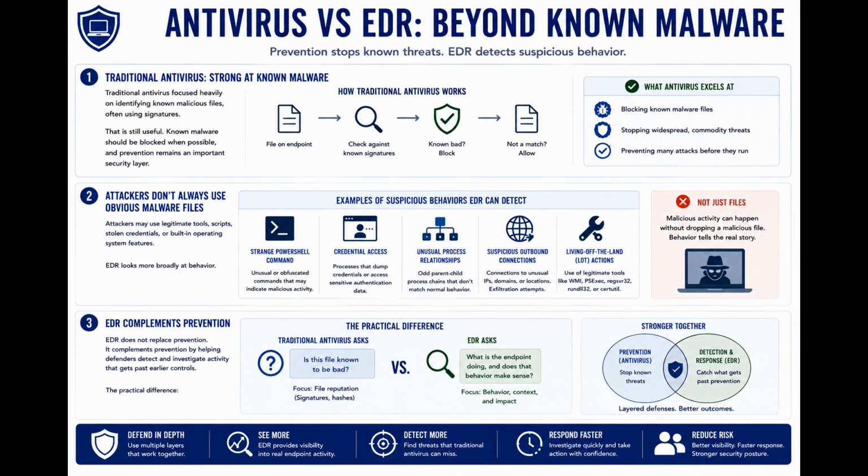A strange PowerShell command, a process dumping credentials, an unusual parent-child process relationship, or a suspicious outbound connection may all matter. EDR does not replace prevention. It complements prevention by helping defenders detect and investigate activity that gets past earlier controls. The practical difference is that older antivirus often asks whether a file is known to be bad, while EDR also asks what the endpoint is doing and whether that behavior makes sense.